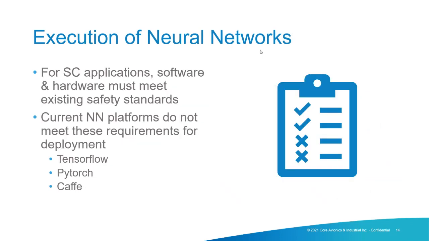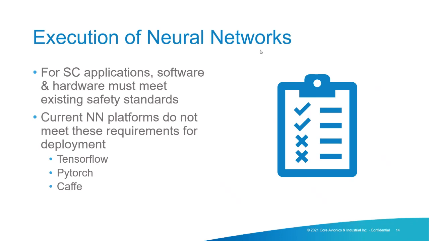So this is why we think the execution of neural networks is just as important a problem as the robustness of neural networks, because when we're talking about functional safety and safety critical applications, the software and hardware needs to meet the existing safety standards that exist today in order to actually be deployed to those systems. And when you look at the neural network platforms and tools that exist today to do training, development, and deployment of neural networks, none of them are focusing on these functional safety standards.